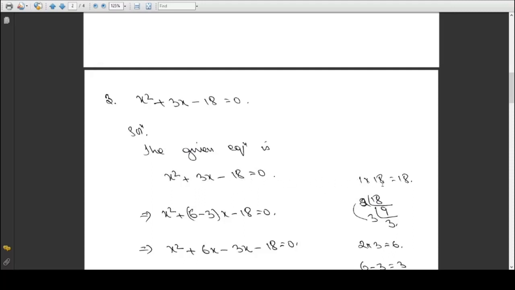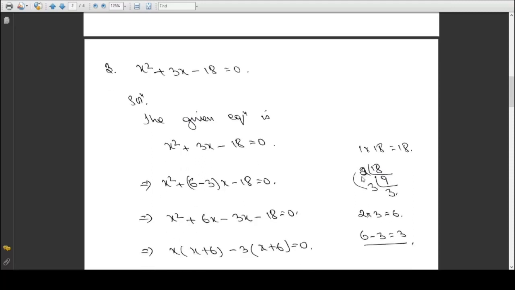Here we look for the coefficient of x² and the constant. 1 is the coefficient of x² and 18 is the constant. 1 multiply 18 is 18. Now find the factors of 18. The factors of 18 are 2 × 9 = 18, 3 × 3 = 9. Now out of these factors you need 3, which is the middle term. How will you get 3?